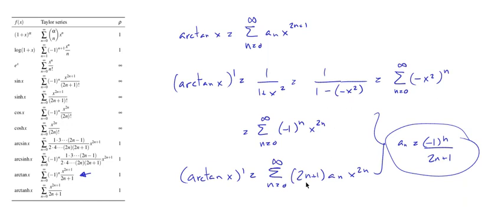Now the radius of convergence of the derivative has to be when the absolute value of x squared, in this case, or x, is smaller than 1. This is the radius of convergence. But the radius of convergence of the derivative is the same as the radius of convergence of the original series. So the radius of convergence of this one is only when x is smaller than 1. Okay?